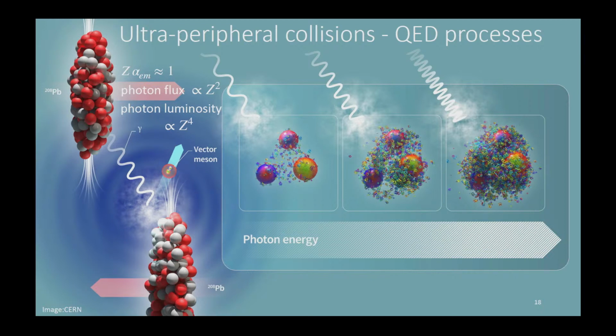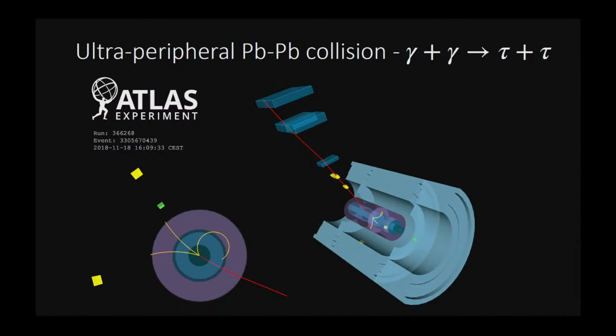And depending on the photon energy, you have coherent processes where you probe the nuclear structure, and at high photon energies, you probe the subnucleon structure. This is an event display of an ultra-peripheral collision, completely distinct from what you saw before for hadronic collisions.